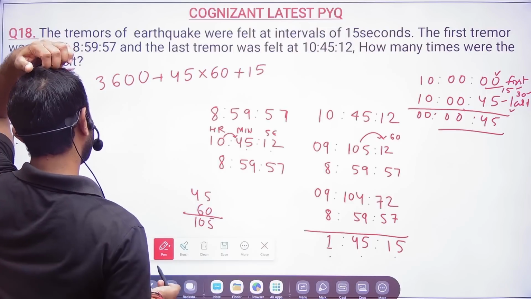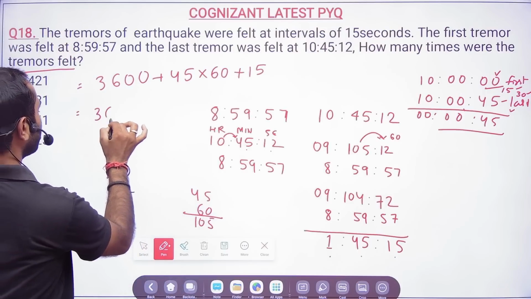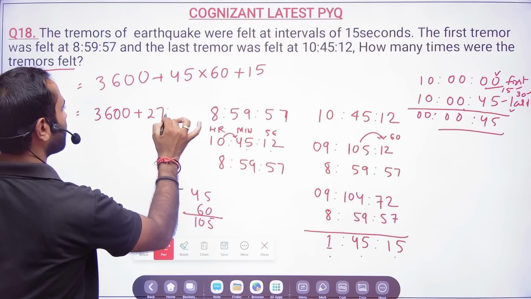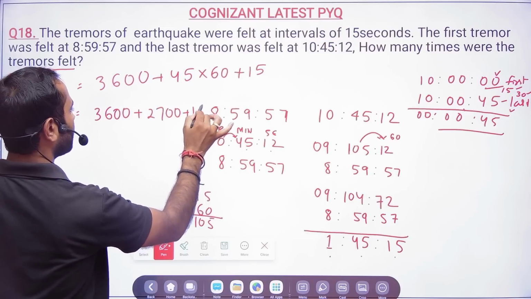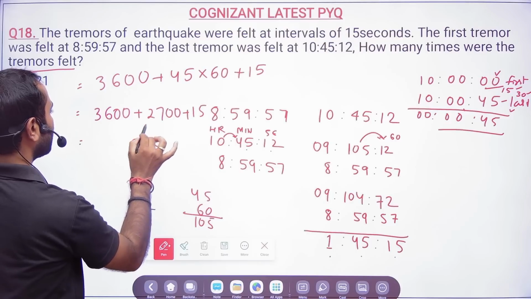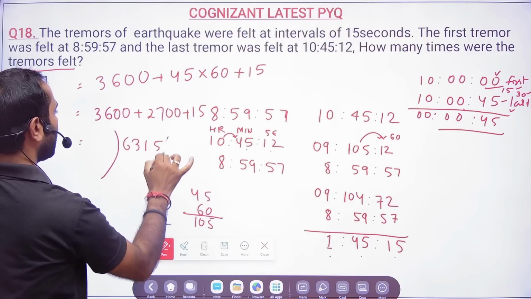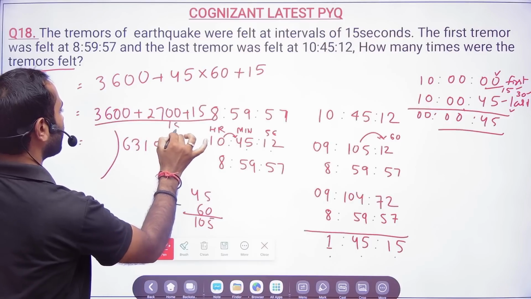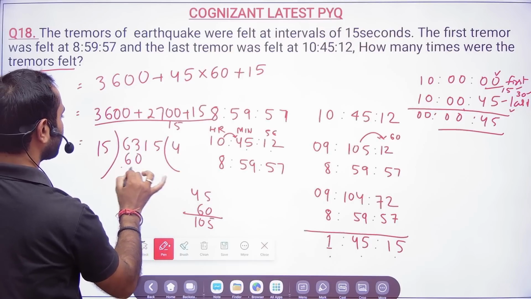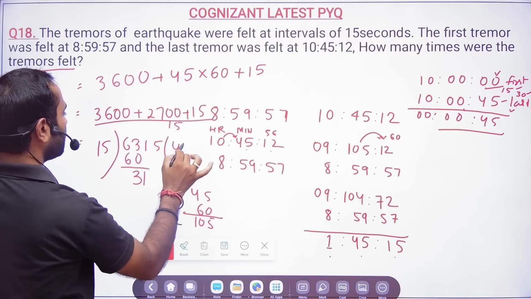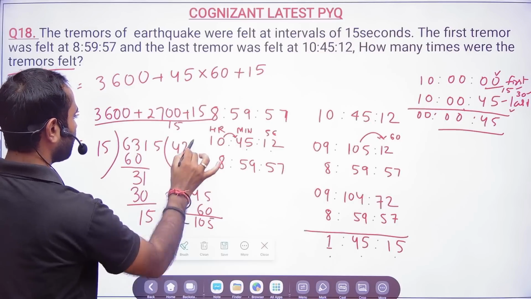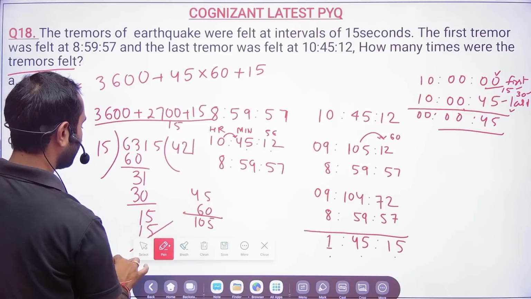Okay, now 3600 plus this will be 6 5s are 30, 2700, and plus 15. Now here 15, 7 6 13, and 5 plus 1 is 6, and then we are going to divide it by 15. So 15 4s are 60, and then 15 2s are 30, and then 15 1s are 15, right?